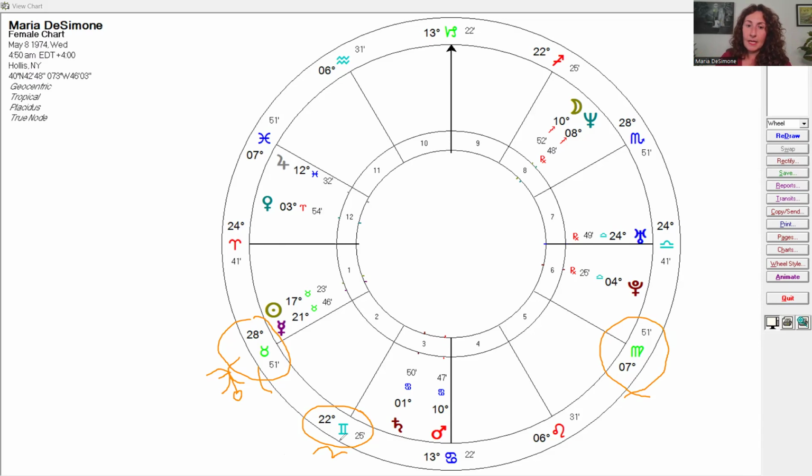Jupiter ingressed into my third house. It passed 22 degrees Gemini, 26 minutes, on May 3rd of this year. And what was I doing around May 3rd of this year?